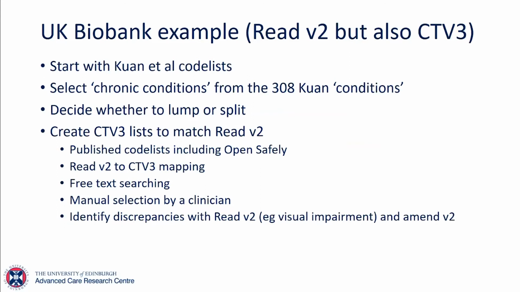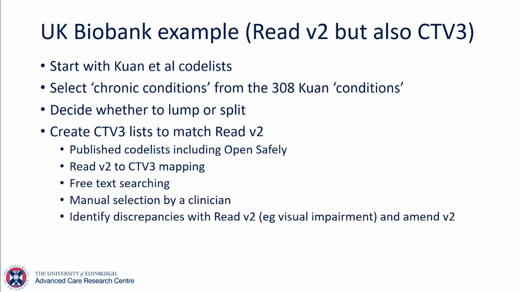And we do that with a mixture of mapping and then looking at published code lists. And so OpenSAFELY, for example, have got a bunch of published code lists in CTV3. And then some free text searching to throw up other potential codes, which we don't identify this way. And then a clinician or 2 clinicians go through the lists and say, yes, this code means whatever it is we're trying to measure. And so one of the consequences of that is you then identify discrepancies in Read 2, because we're rejecting codes in Read 3 which are in Read 2.